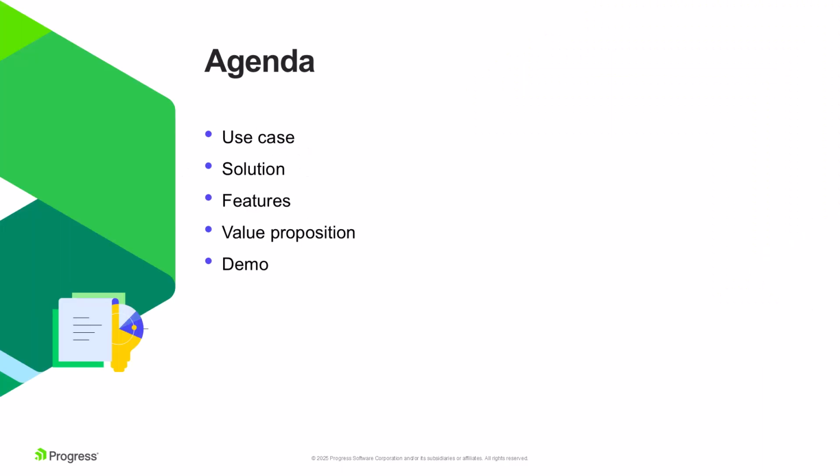Use case: why this tool was developed and the problem it addresses. Solution: how the tool works and integrates into your workflow. Key features: a walkthrough of the tool's capabilities. Value proposition: the benefits and impact of using this tool. Demo: a practical demonstration to showcase the tool in action.